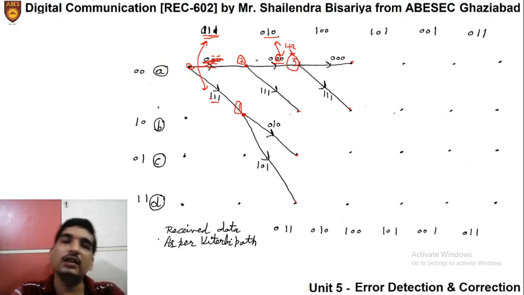We will proceed in the same manner. That means again it is 0 0 0 and it is 1 0 0. It is one Hamming distance here. So 1 plus 3 will give me the Hamming distance 4 at this point.